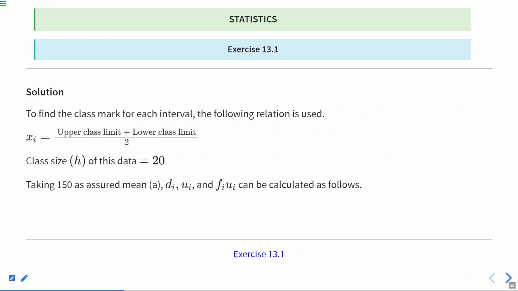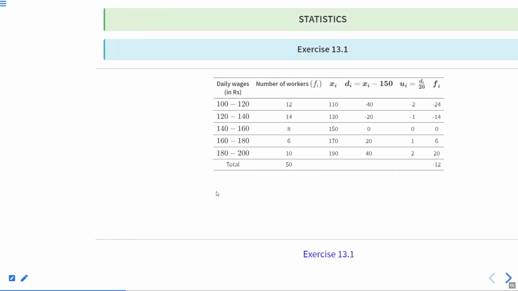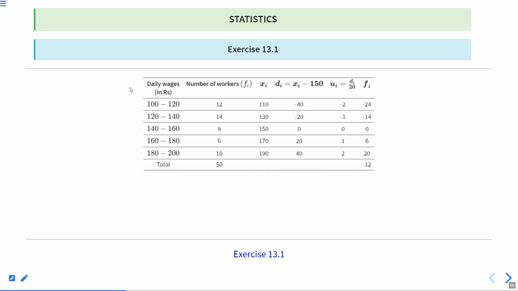So to find the class mark for each interval, the following relation is used: xi is equal to (upper class limit plus lower class limit) divided by 2, and the class size h of this data is 20. Taking 150 as the assumed mean A, di, ui and fi ui can be calculated as follows.